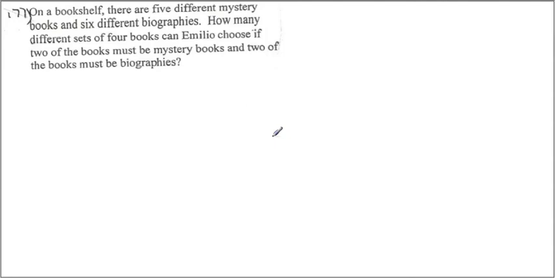Let's look at the next question. On the bookshelf, there are 5 different mystery books and 6 different biography books. How many different sets of 4 books can Emilio choose if 2 of the books must be mystery and 2 of the books must be biography? Now, that means 2 out of 5 mystery books, so 5c2 times 6c2. That becomes our answer. 5c2 is equal to 10, 6c2 is equal to 15, so therefore our answer becomes 150.